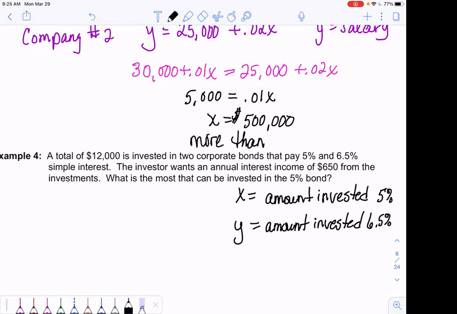So I'm investing a total of $12,000, but I need to decide what amount goes in one account and what amount goes in the other account. So there's 2 different accounts that we're investing in. So how much should I place in one? How much should I place in another? How could you write a system of equations?